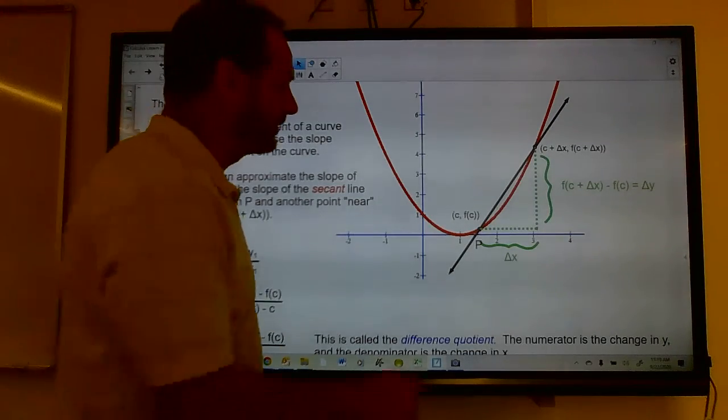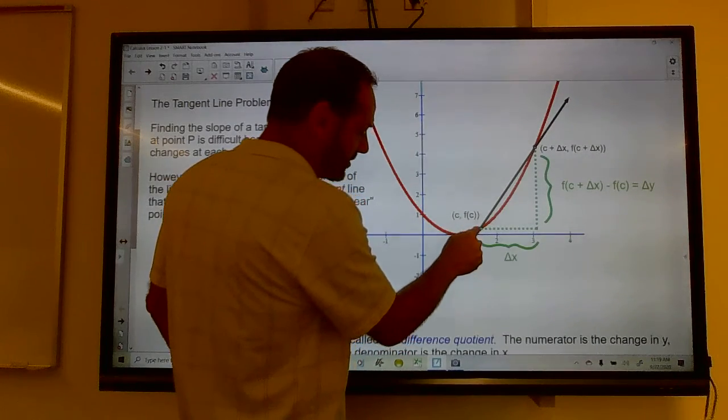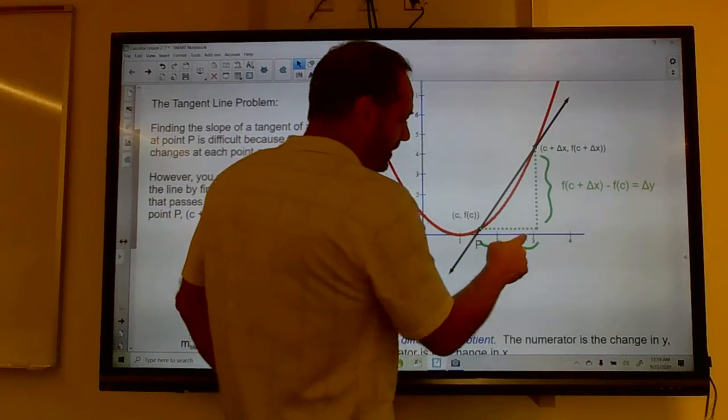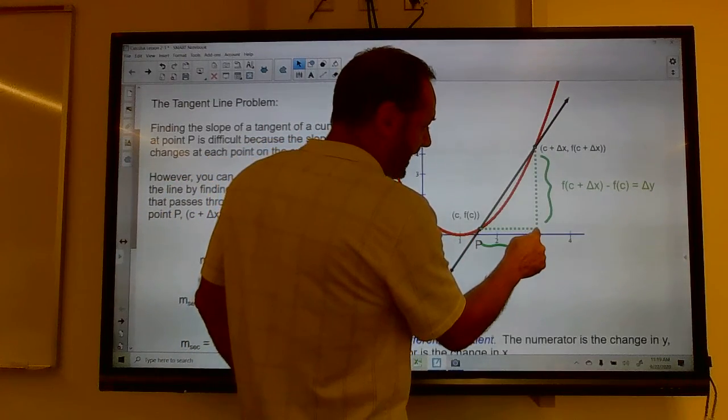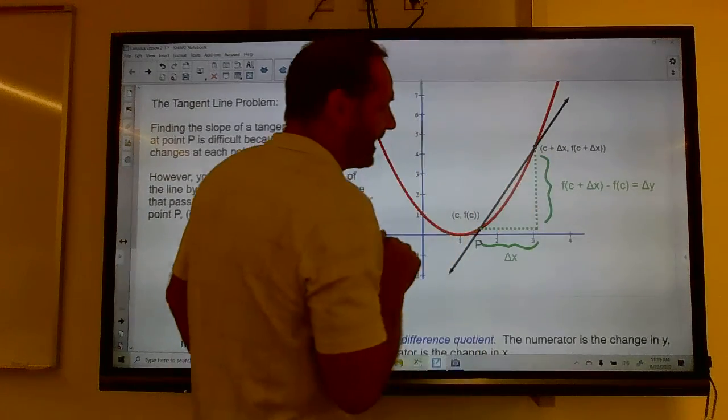Make sure you understand what these are. This is the point C right here, and if I plug C into the equation, then this is f of C. This is the point C plus delta x. So the y-coordinate here would be f of C plus delta x.